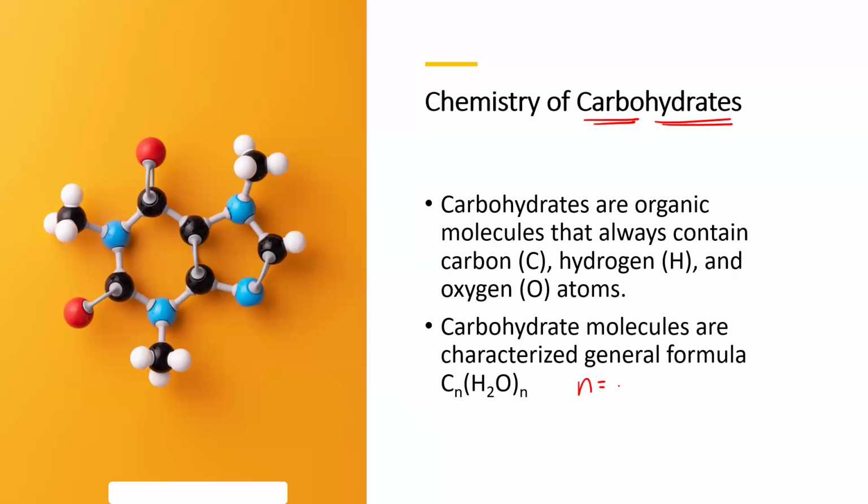N has to be a whole number, okay? So let's say we choose 6. Then the formula is C6H12O6, because 2 times 6 is 12, and then O6. By now, do you recognize what this molecule is? I've seen it a couple of times now.